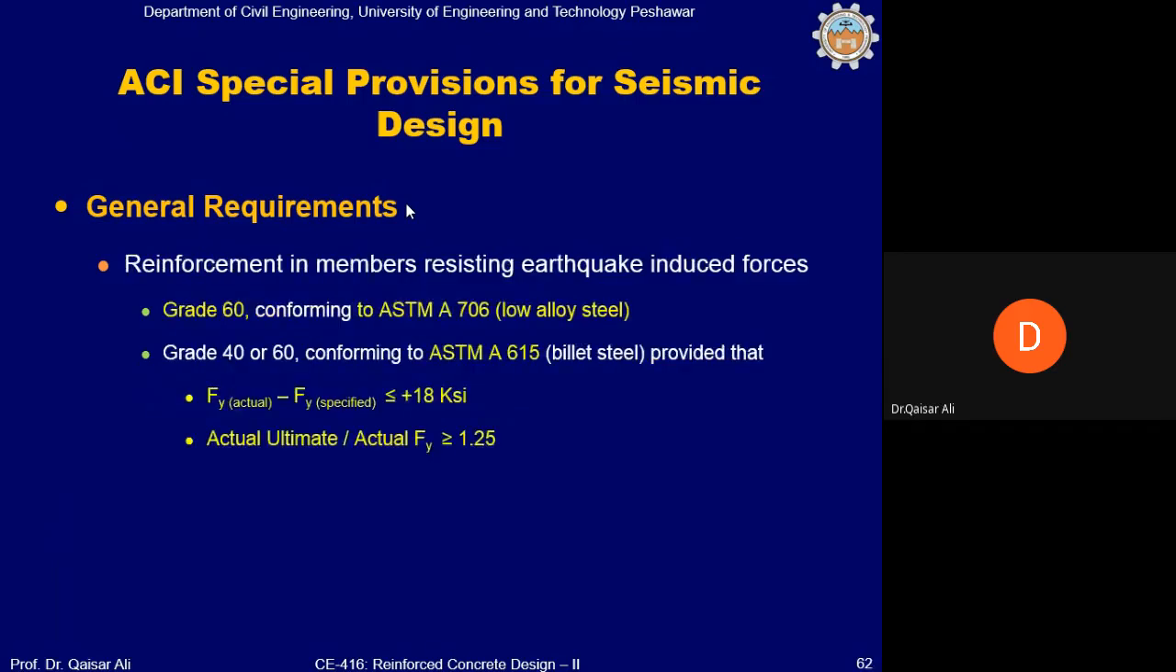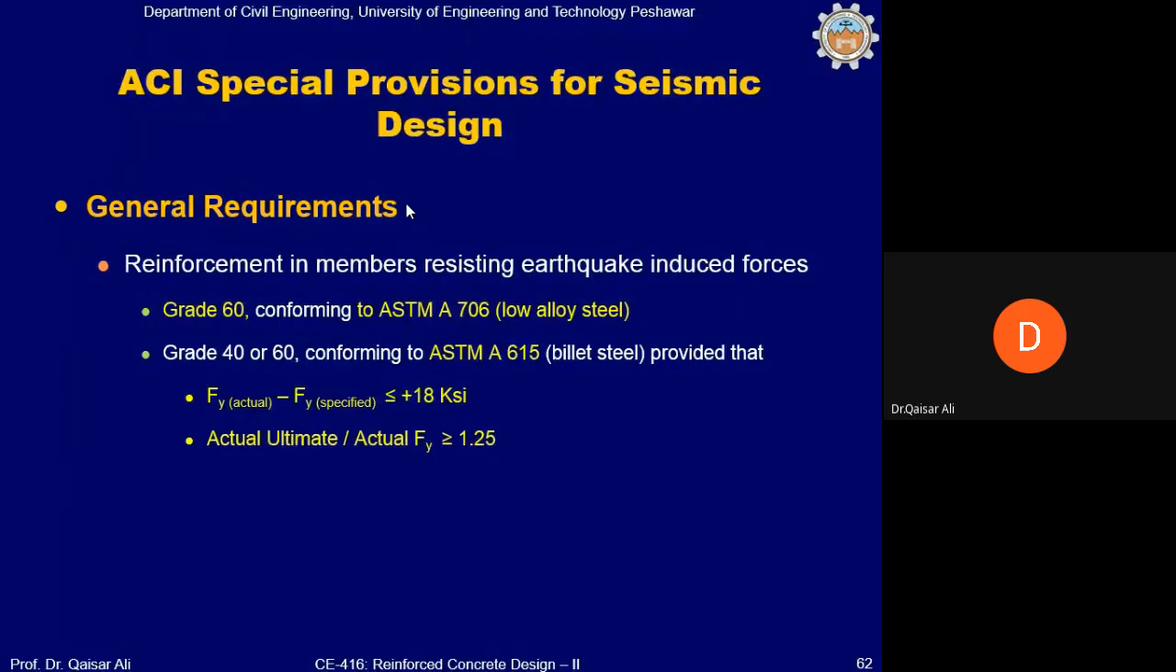Then on the reinforcement, there are two requirements. In requirement number 1, a designer may want to use grade 60 steel conforming to ASTM A706, which is a low alloy steel. ASTM A706 is a special steel which is much more ductile than the usual carbon steel, ASTM A615, and it has very good properties as compared to ASTM A615, and for this reason it is expensive also.